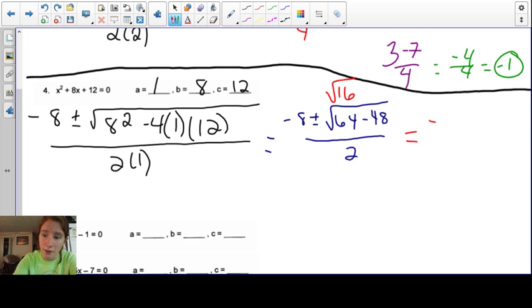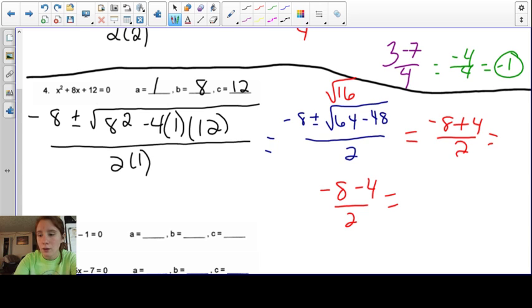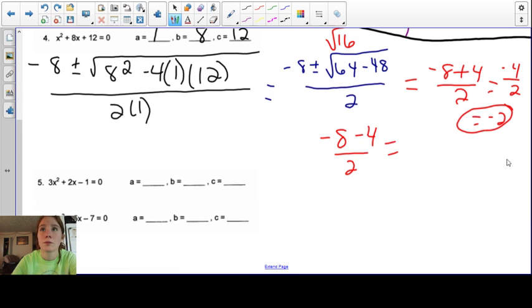So I have -8 plus 4 over 2, and I have -8 minus 4 over 2. This is going to give me negative 4 over 2, which is negative 2. And this is going to give me negative 12 over 2, which is going to give me negative 6. So those are my two answers.